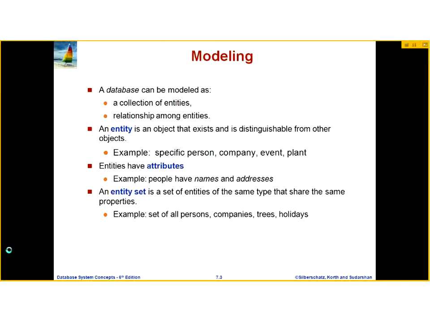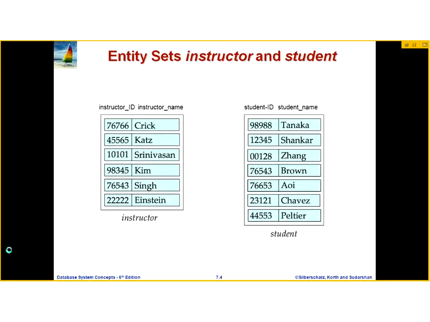An entity set is a set of entities of the same type that share the same properties. For example, the set of all persons, the set of all companies, these are entity sets. So all persons in a set will be sharing the same attributes like name, address, ID, etc. Here is the entity set of instructor, and the entity set of student. All the instructors are sharing two attributes, ID and name, and all the students are sharing the attributes of ID and name. So these are two entity sets.